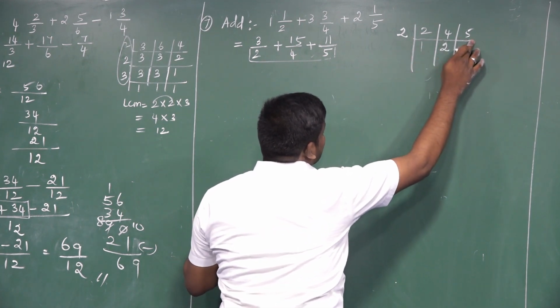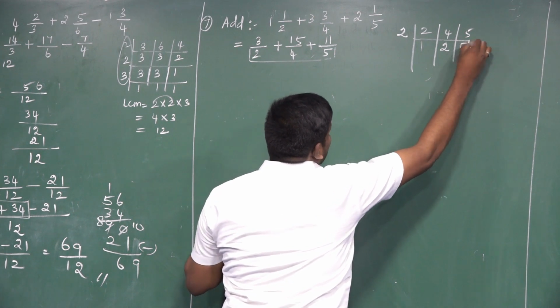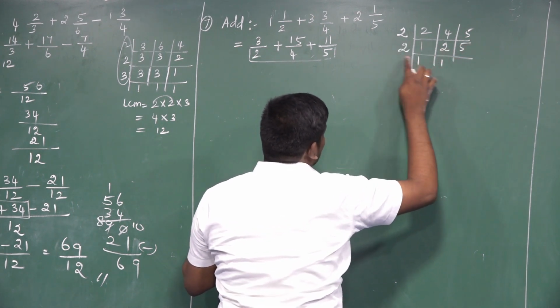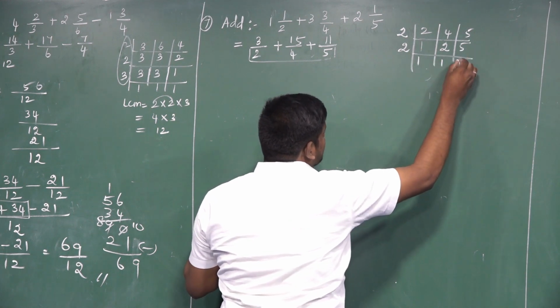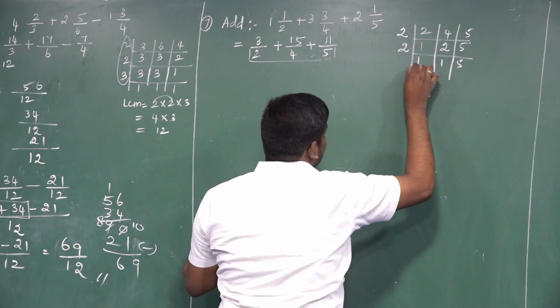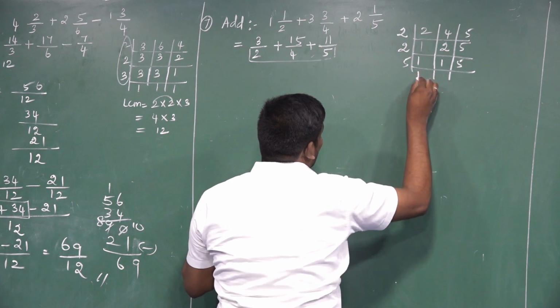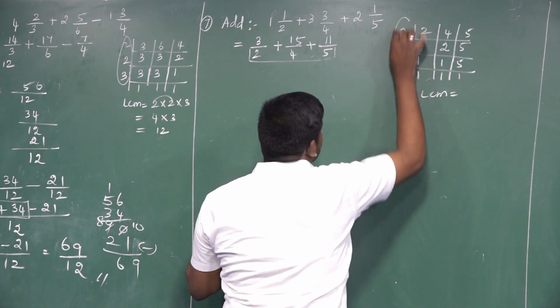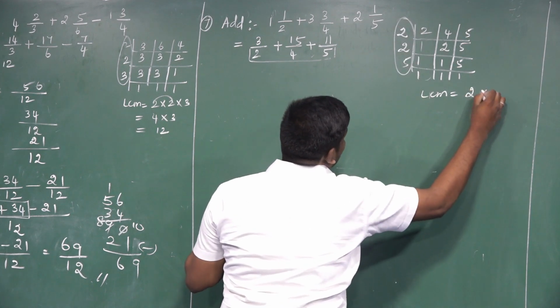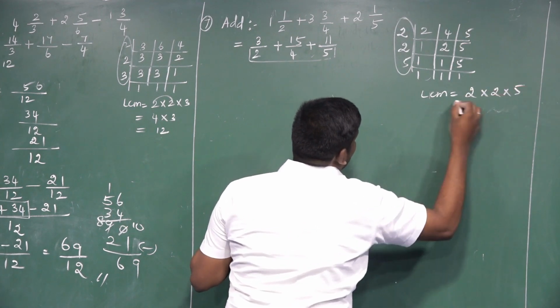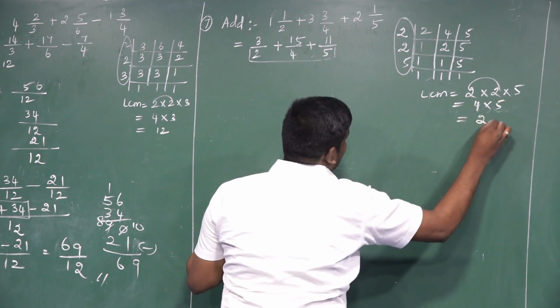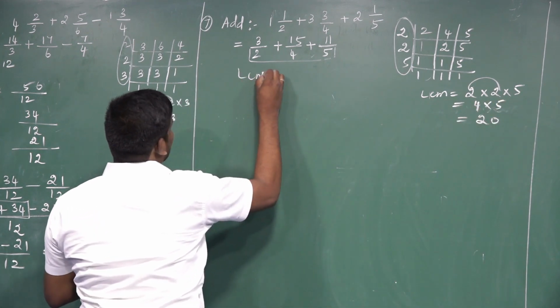2 is not divisible by 5. So we write as it is. Next 2. 1. 1 2 is 2. 2 is not divisible by 5. So we write as it is. Then we divide with 5. 1. 1. 1 5s are 5. So the LCM is 2 multiplied 2 multiplied 5. Then multiply 2 2s are 4. 4 5s are 20. So the LCM is what?